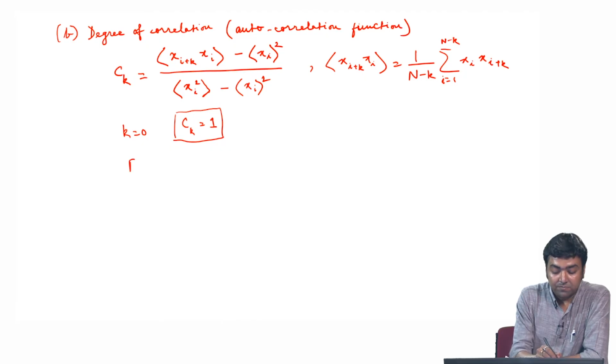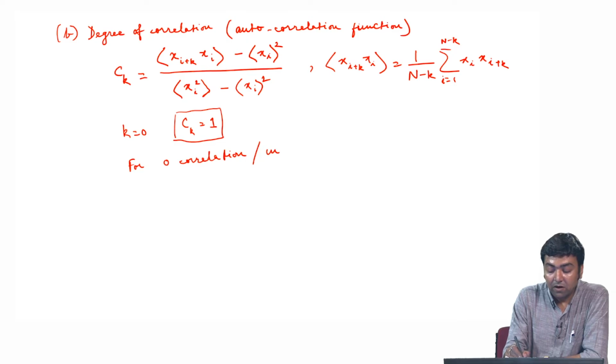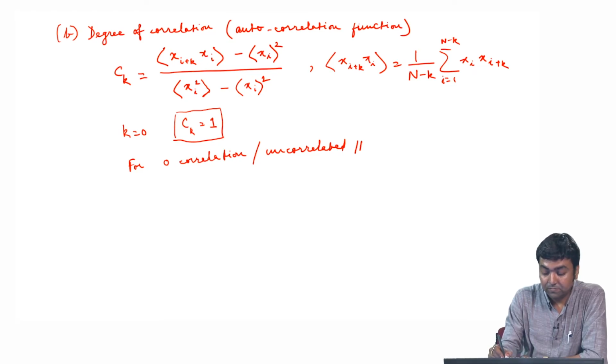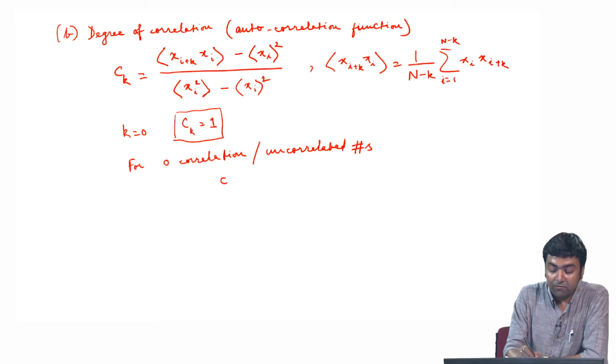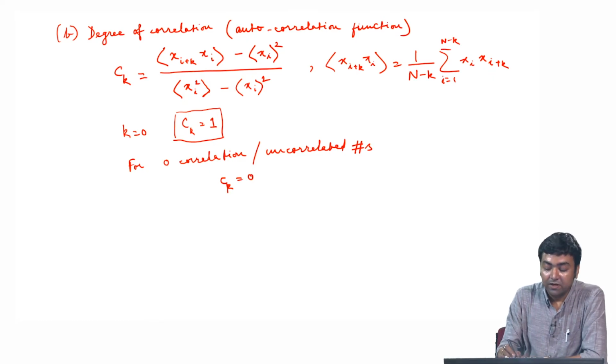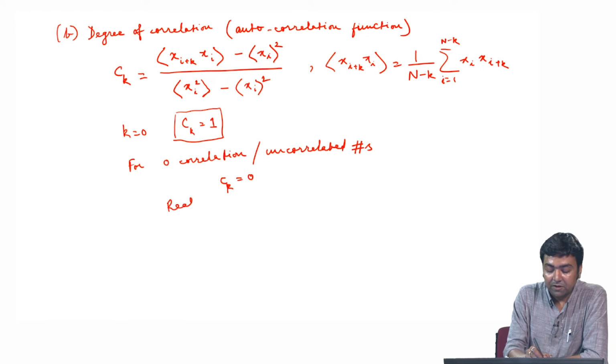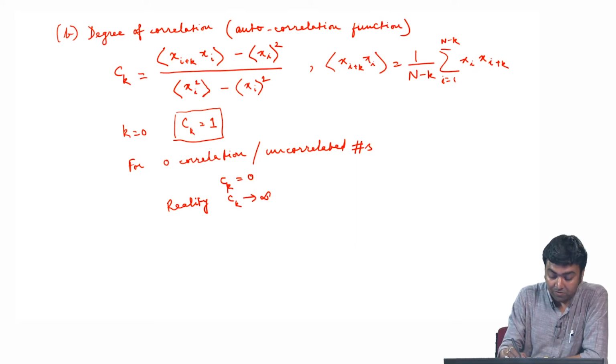So, for zero correlation, that is, if numbers are completely uncorrelated, the value of C k should ideally be equal to 0. But in reality you never get C k to be 0, because there is always some correlation. So C k should be tending towards 0, or very small.